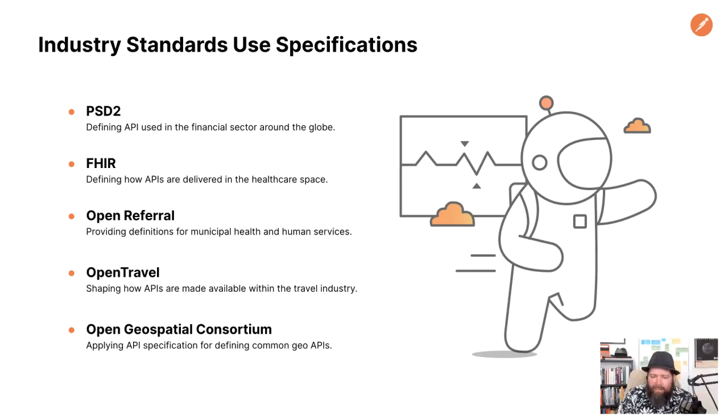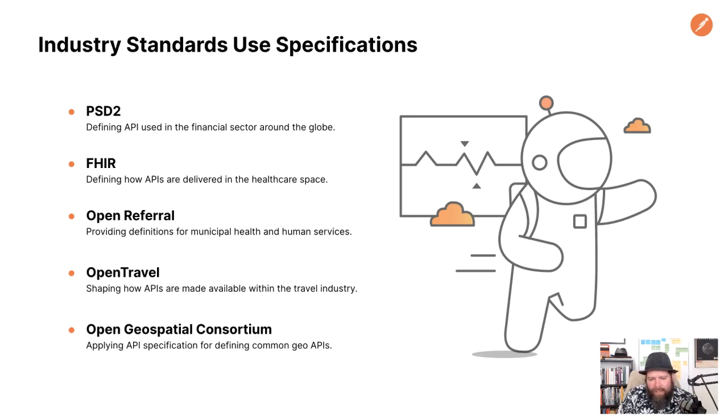API specifications are playing a key role in industry standards, most notably PSD2. You can find OpenAPIs for the PSD2 standard out of the European Union, which is being used to govern and regulate how financial and payment APIs are being deployed and evolved. You can see OpenAPIs being used for the FHIR specification, defining how APIs are delivered in the healthcare space, providing all the technical details of each request and response, helping make healthcare more interoperable.